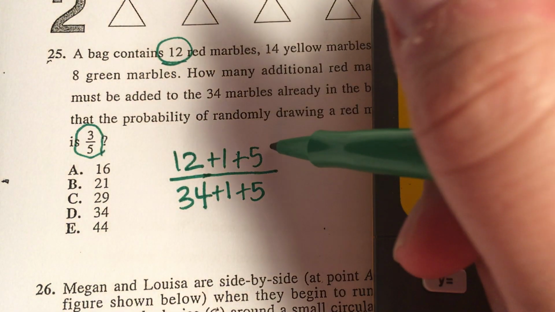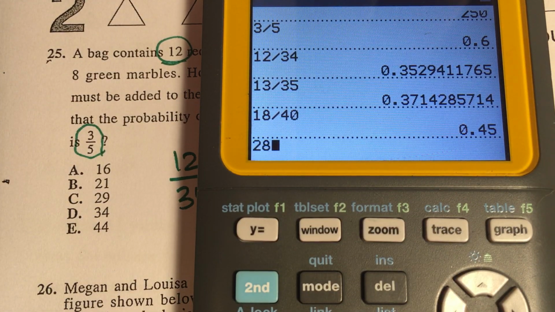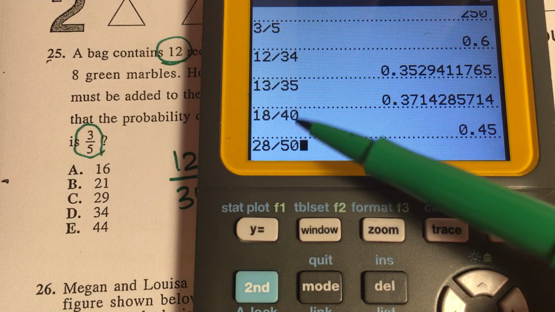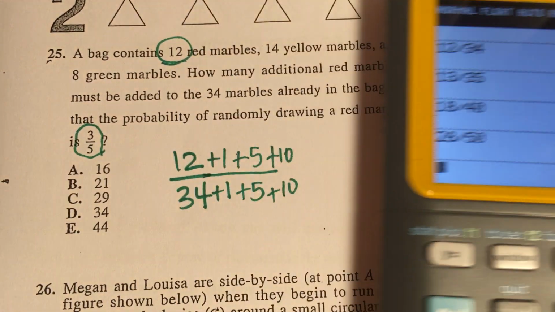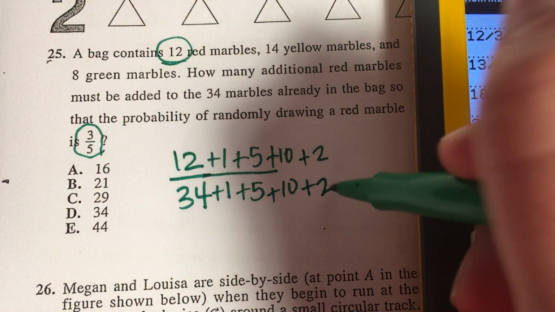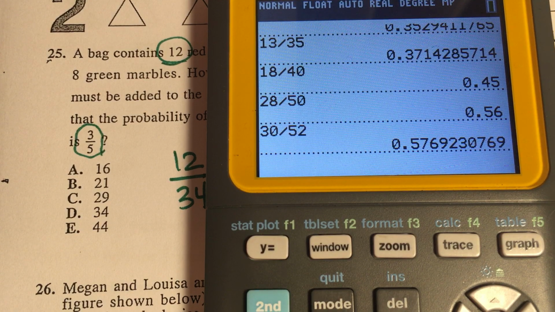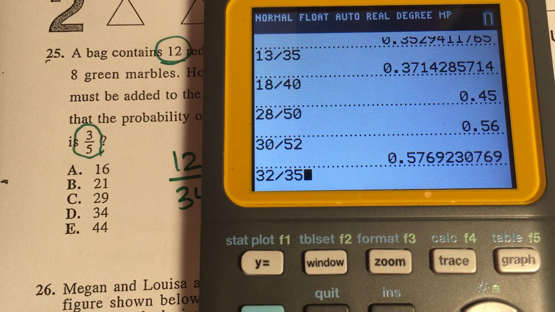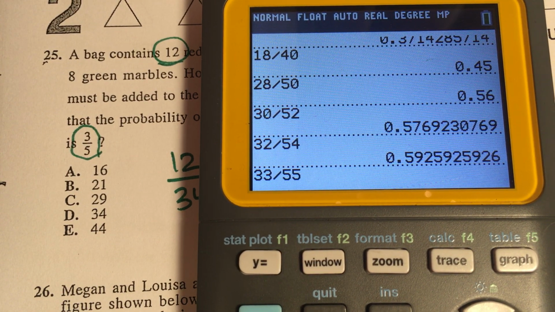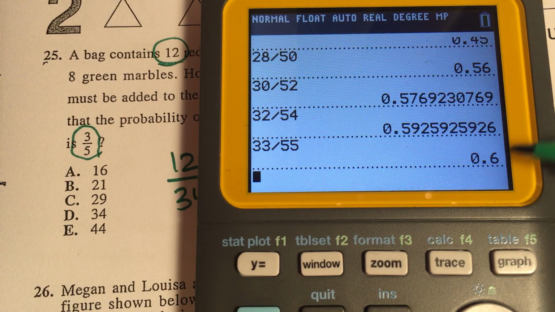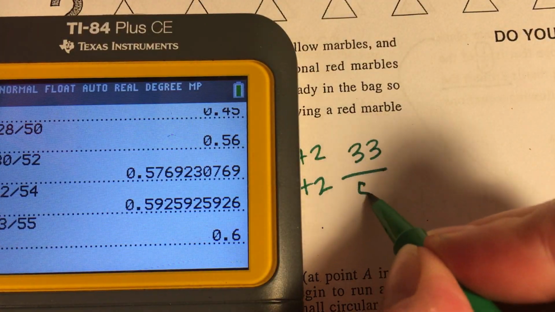So maybe I'm going to add 10 this time. Right? 10 on top and 10 on bottom. So now instead of 18, I'm going to have 28 divided by 50, because I added 10 to 40 as well. That's 0.56, so I'm pretty close. Maybe I'll slow down a little bit, maybe add 2 more. So 2 more would be 30 out of 52. That's 0.57, so maybe 2 more, 32 out of 54. Oh, that's super close, 33 out of 55. I added 1 more to each one, and that's exactly 0.6. So 33 out of 55 is what I want.